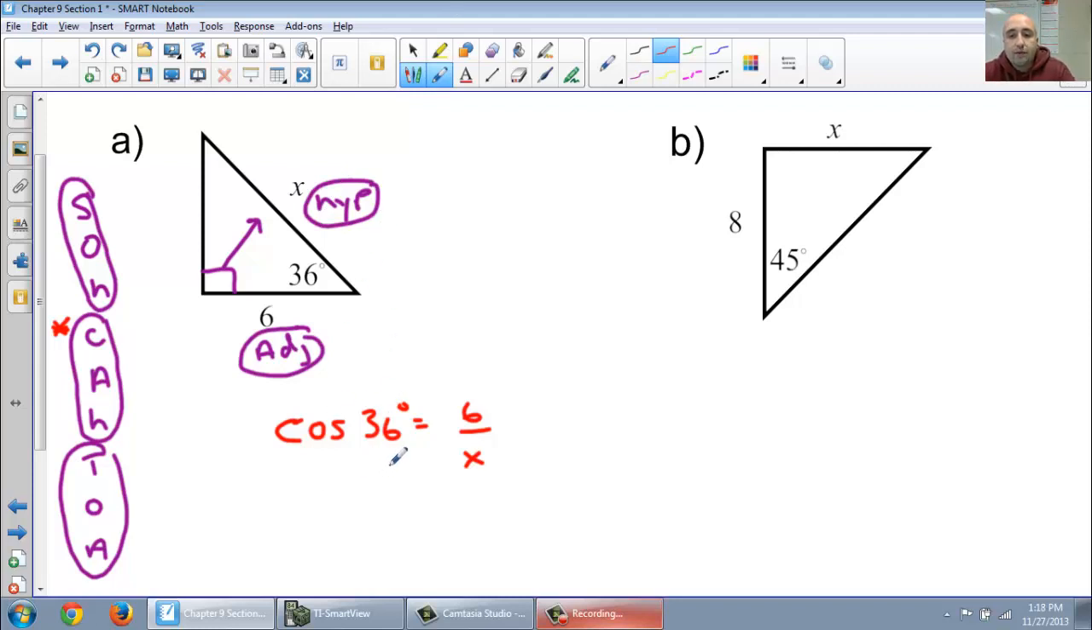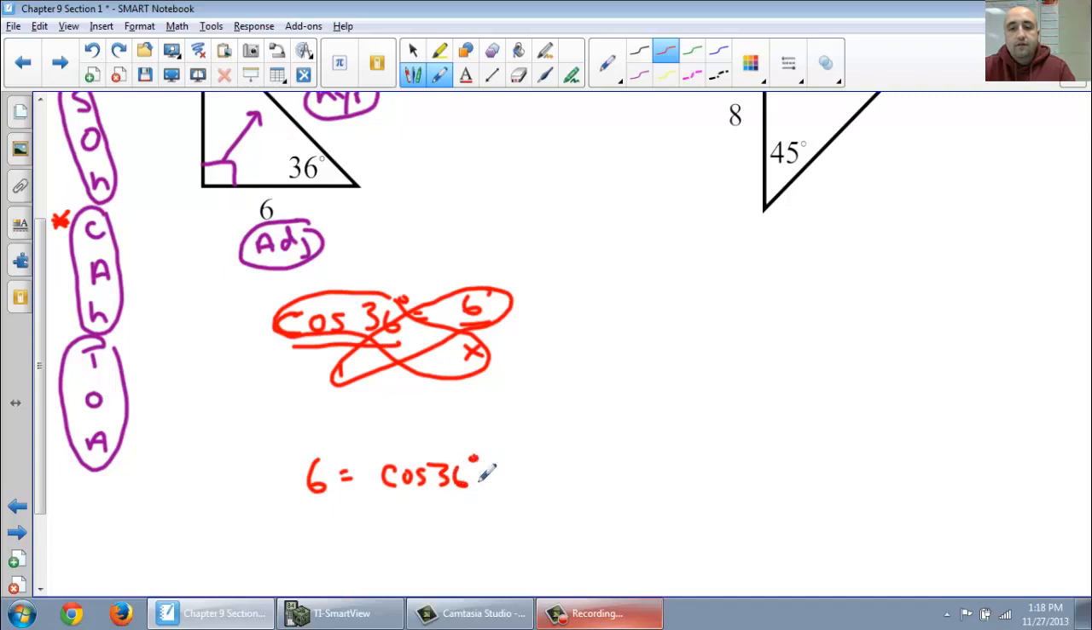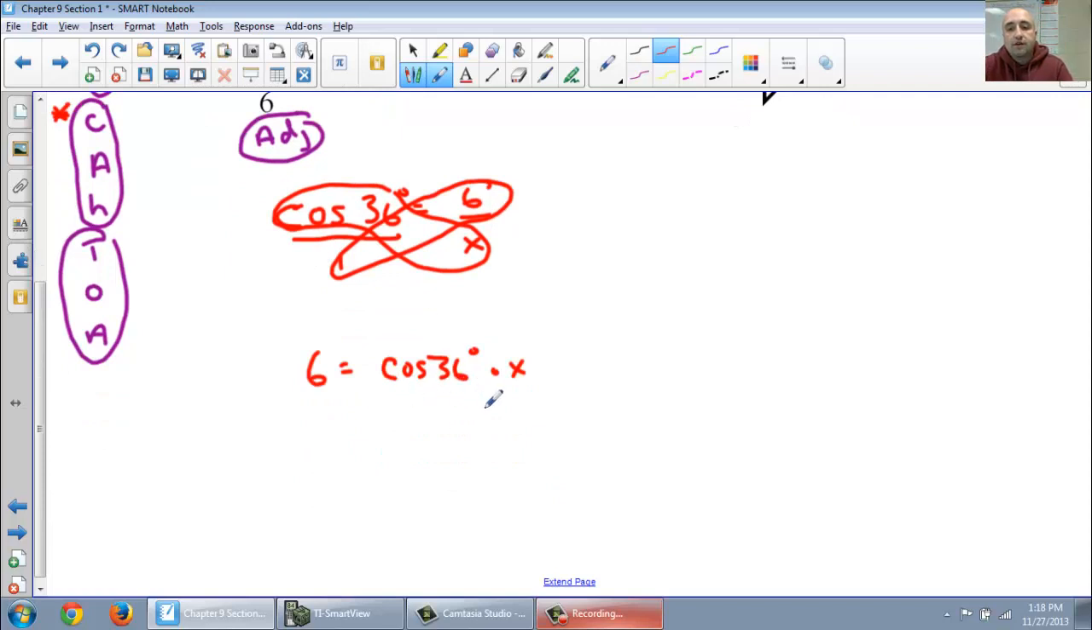There's a fairly easy way to figure these out. First, I'm going to turn cosine into a fraction. Anytime we have 2 fractions equal to each other, you can cross multiply. 6 times 1 is 6. Cosine of 36 times x is cosine of 36 times x. Now I need to get rid of the cosine of 36 attached to my x, so I'm going to divide by cosine of 36 on both sides. Cosine of 36 over cosine of 36 is 1, so x is equal to, and this is strictly a calculator problem, 6 divided by cosine of 36.